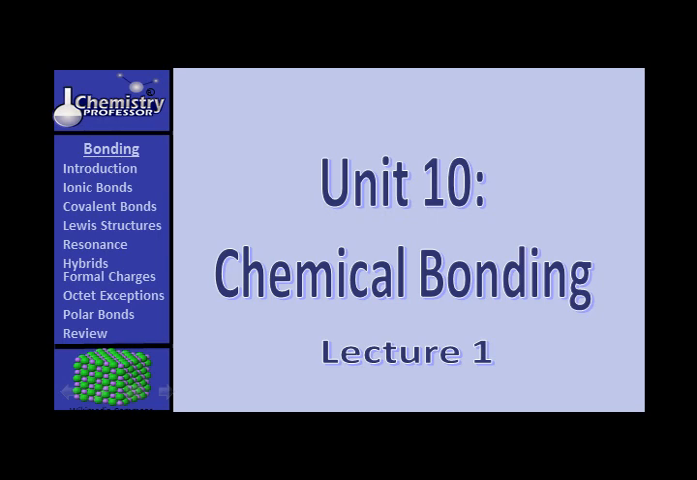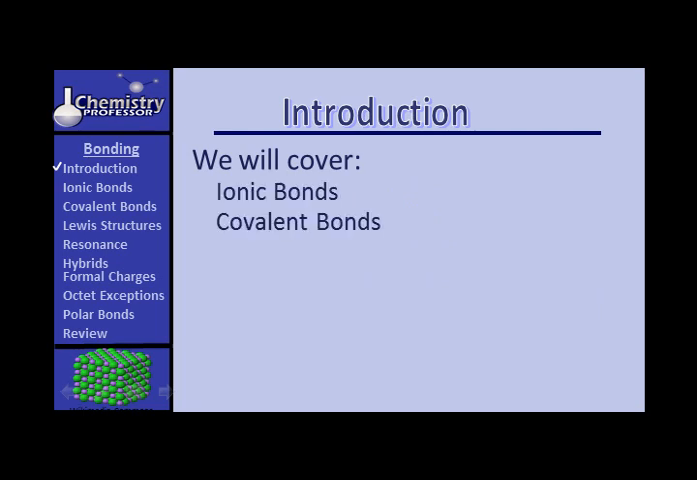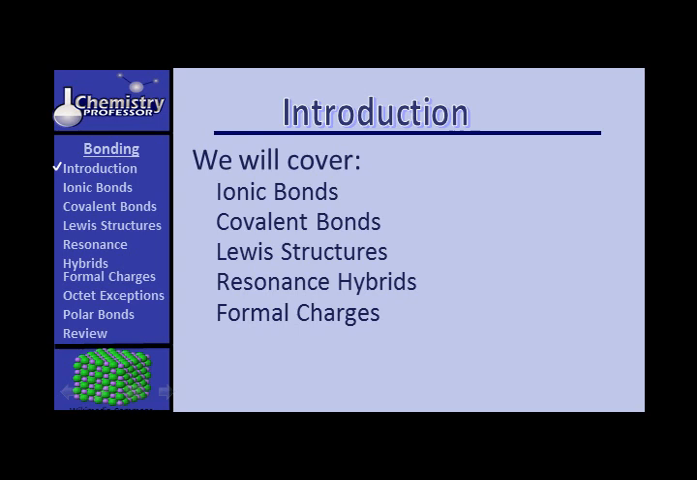Chemical Bonding, Lecture 1. No doubt you've studied bonding before, but you're going to get a little bit more of it again. And in this, we're going to talk about ionic bonds, covalent bonds, Lewis structures, resonance hybrids, formal charge, octet exceptions, and polar bonds.